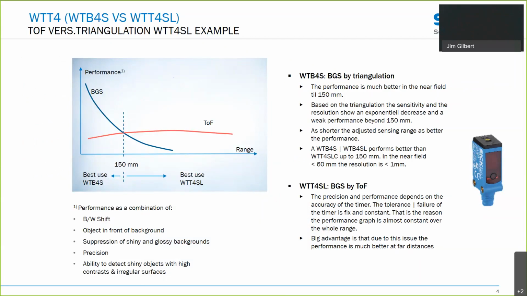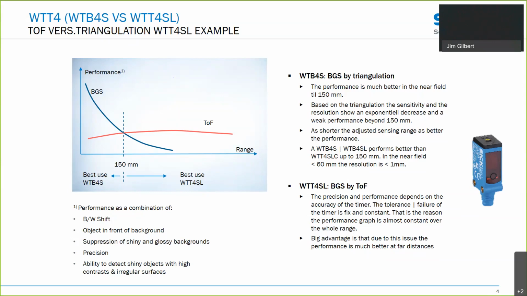Now, in the chart I show in the upper left-hand corner of the screen, I'm showing a dotted line, and that's really a breakpoint. Below 150 millimeters, you would be better off actually using its background suppression counterpart, which is known as the WTB4S. In that case, below 150 millimeters, you actually have better resolution. And so there's a domain where each sensor really has its sweet spot, and you want to be able to apply those sensors in the right applications and maximize their benefit to the application that you're selecting.